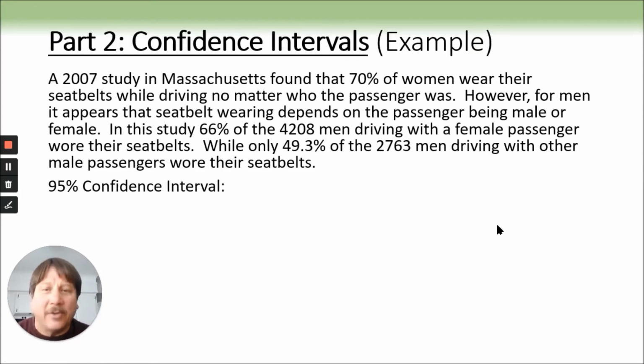In 2007, a study in Massachusetts found that 70% of women wear their seatbelts while driving, no matter who the passenger was. However, for men, it appears that the seatbelt wearing depends on the passenger being male or female. In this study, 66% of the 4,208 men driving with a female passenger wore their seatbelts, while only 49.3% of the 2,763 men driving with other male passengers wore their seatbelts. So we're going to find a 95% confidence interval on that.